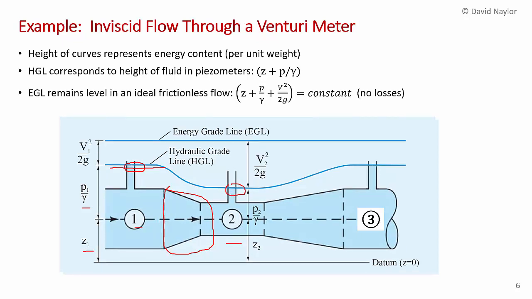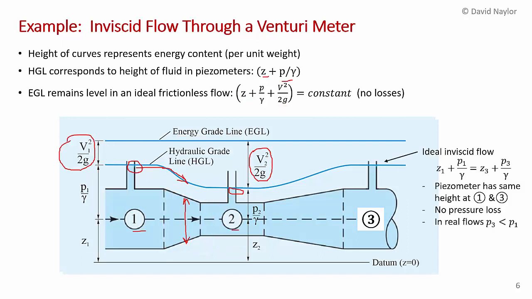The energy grade line here for this type of flow, since we're considering frictionless flow, is just a constant. It's the summation of the elevation head, the pressure head, and the velocity head, if we assume there's no losses. And the difference between the hydraulic grade line and the energy grade line is just the velocity head. And so we have a small difference here at the inlet, and when the velocity increases, we get a maximum velocity at the throat, we get the maximum difference between the energy grade line and the hydraulic grade line.